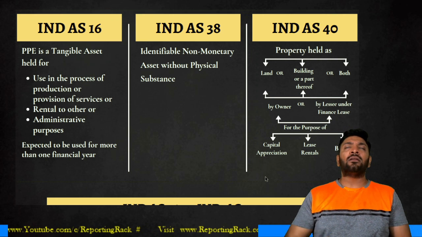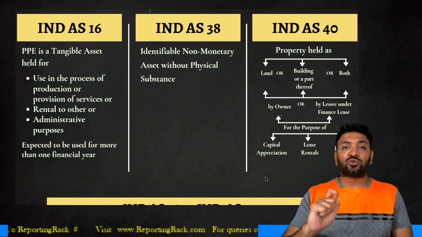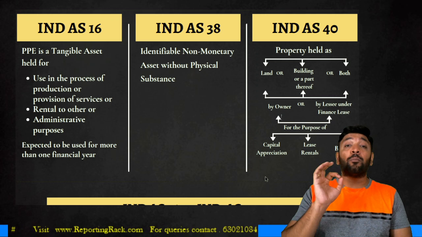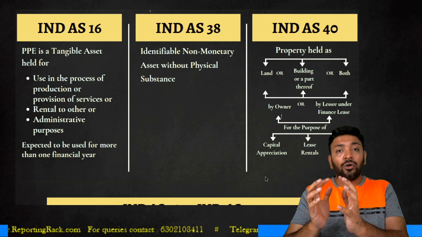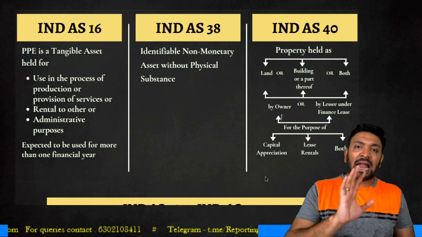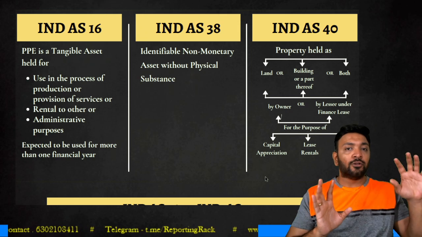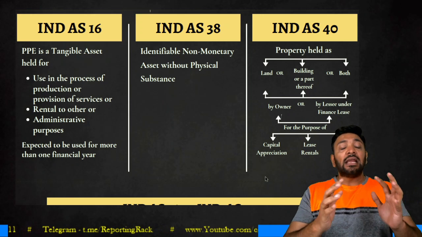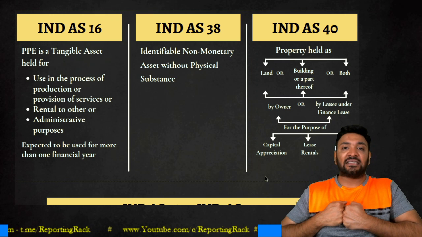What about investment property then? This is particularly a new standard. There is no comparative previous accounting standard which was there under IGAAP. What is this standard talking about? This standard is talking about property. What kind of property? A property either held in the form of a land or a building or a part of a building or a combination of both land and building. Guys, if I say building, then there is a land which is attached to it. There is no separate building as such. There is always some part of land which is attached to it. So a property which is held as land, building, or a combination of both, either by the owner, that means I own that particular piece of land, or I have acquired that piece of land on lease.